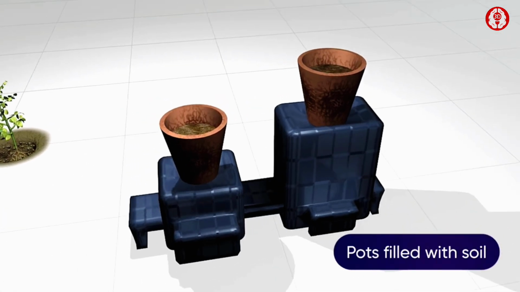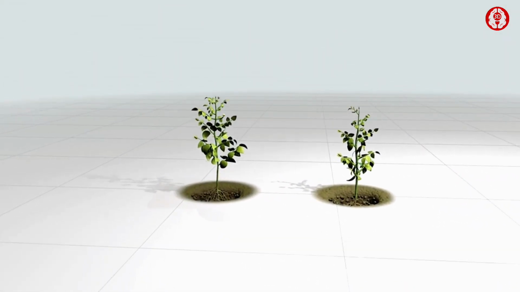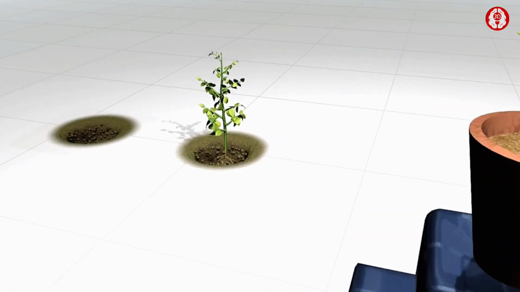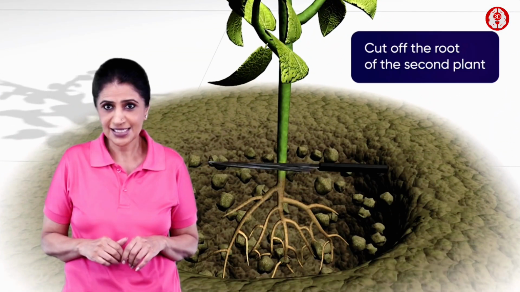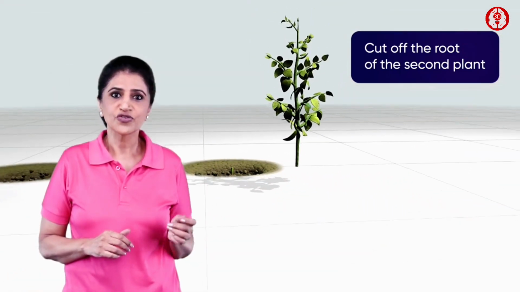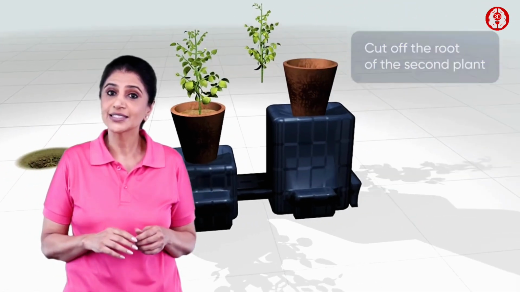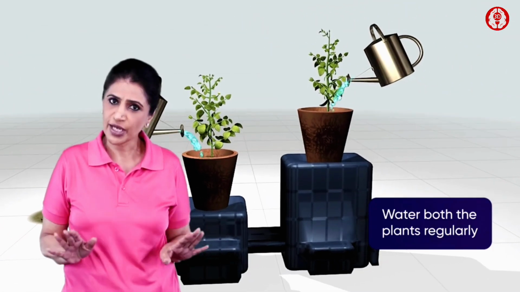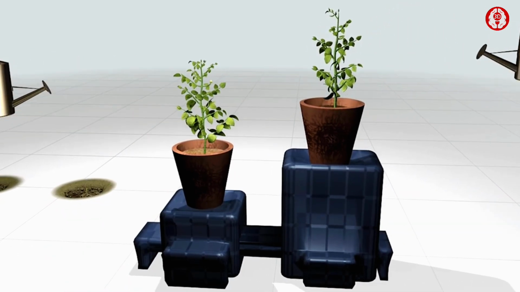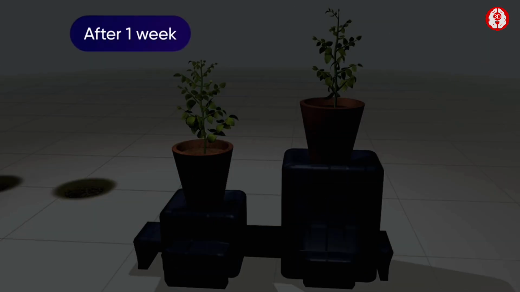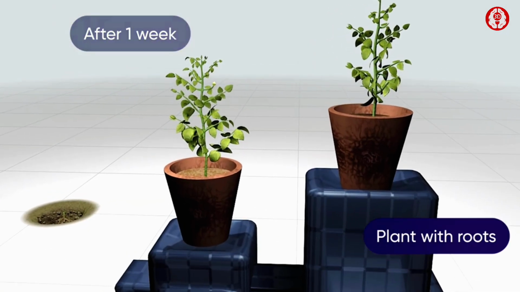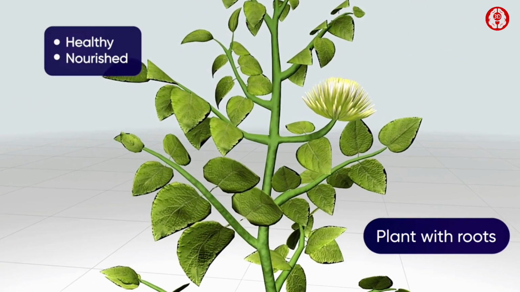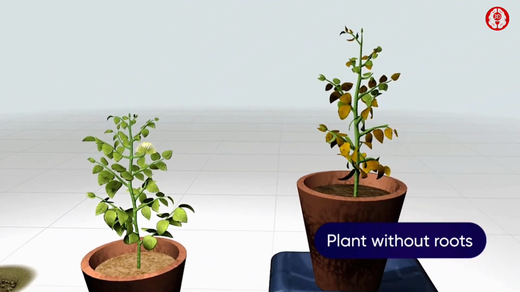Now take two pots filled with soil. Plant one of the plants carefully in one pot. Next, cut off the roots from the second plant and plant it in the second pot. Water both the plants regularly. After about a week, we see that the plant with the roots looks healthy and well nourished, whereas the second plant has wilted.